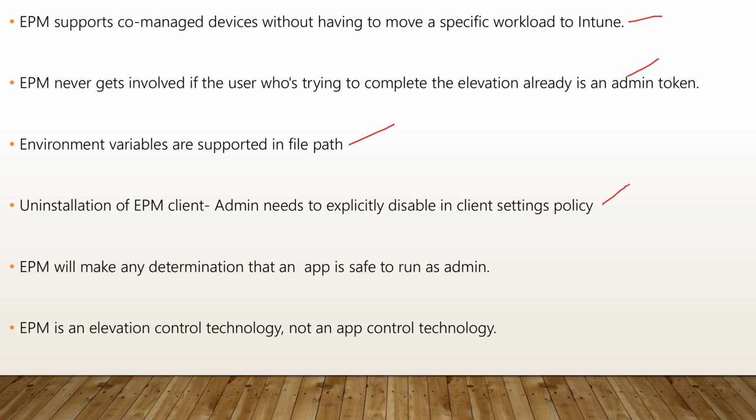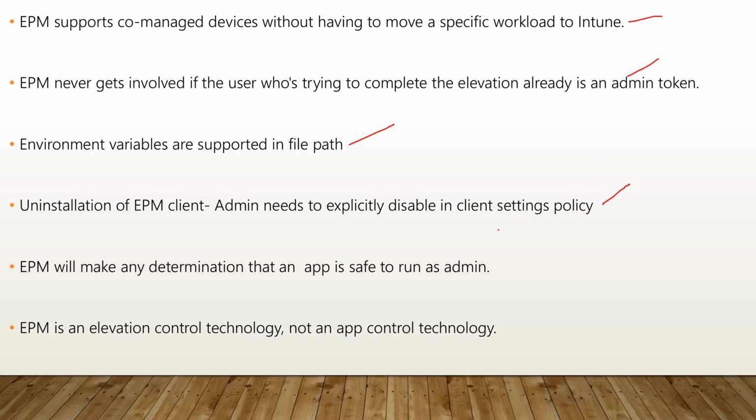And if we need to uninstall the EPM client, we need to explicitly disable it from the policy. So we have an EPM settings policy wherein there is a toggle. If we turn that toggle on and deploy that policy to a device, then the EPM agent gets installed and the device becomes active for EPM. Now, if we unassign that policy, that is not going to uninstall the EPM agent. For the EPM agent to be uninstalled, the admin will consciously have to deploy a policy wherein he puts that toggle to off. Only then is the EPM client going to be uninstalled from the device.